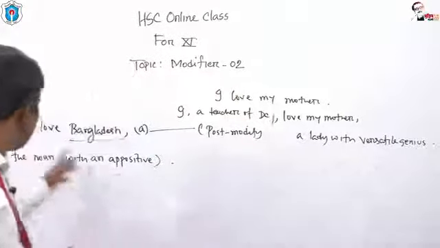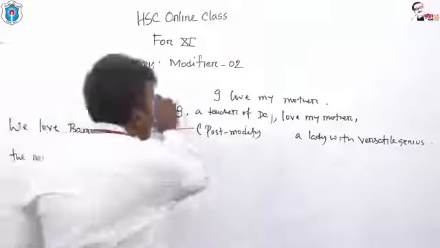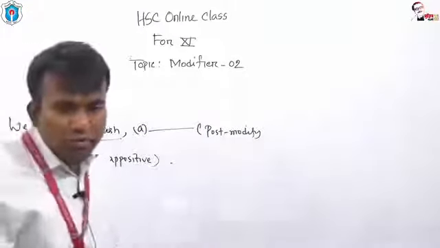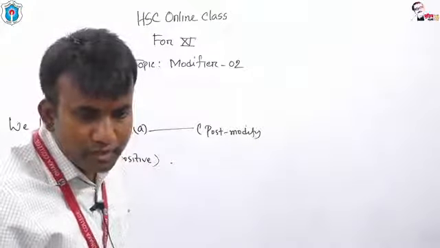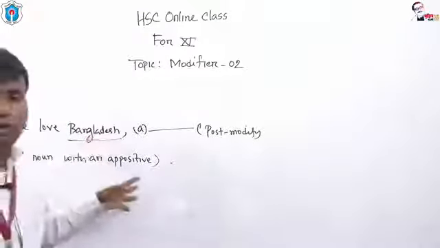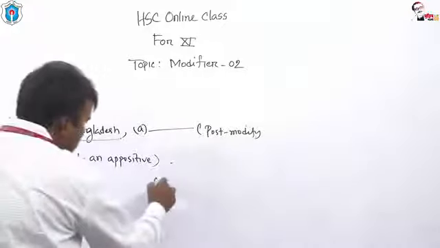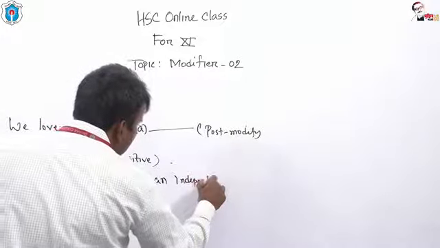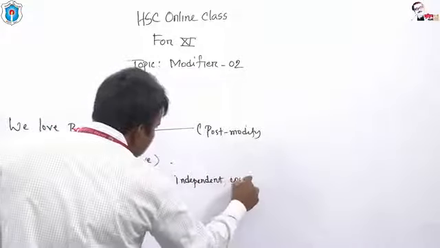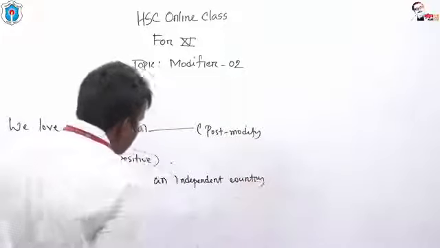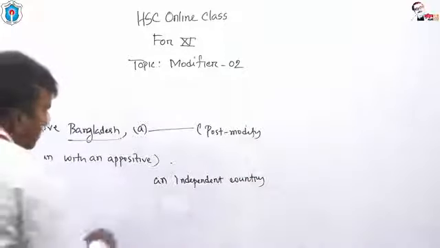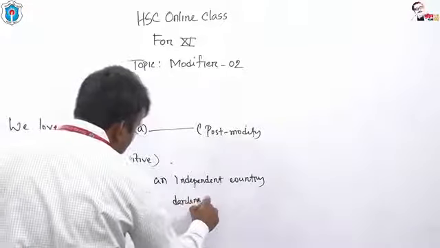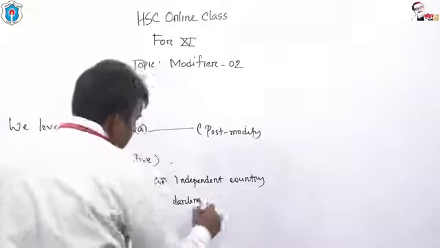Is it clear to you? So then what should be the answer here? What should be the answer here? Very good. We love Bangladesh. You can say the answer should be an independent country. You can say a darling child of nature.